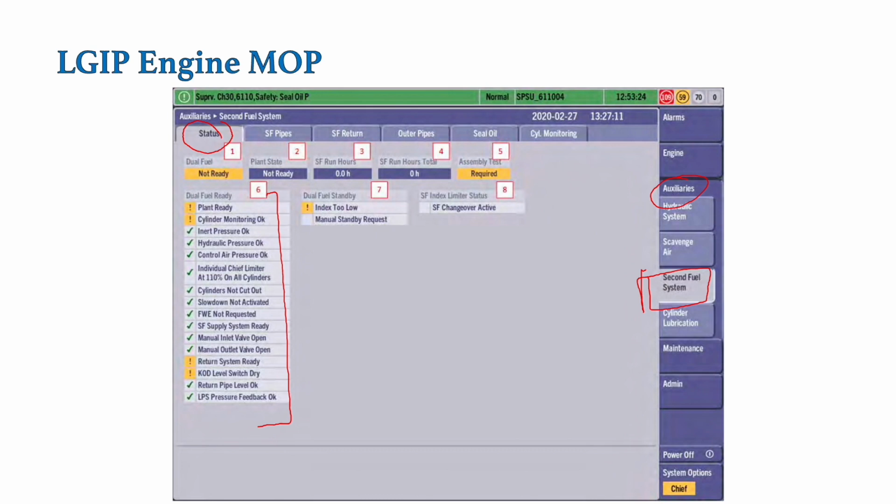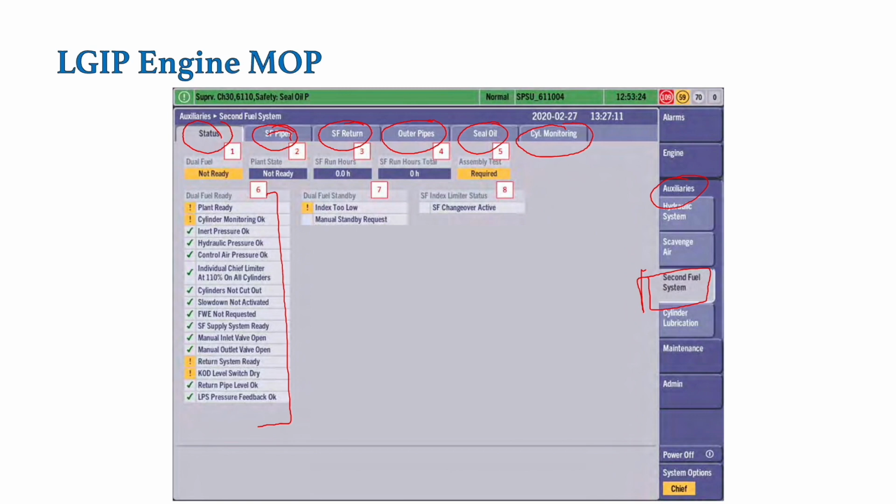Then during the changeover process, or while carrying out the assembly test, the purging operation, line pressurization, and pressure test, everything we can monitor from all these tabs, which you can see over here. So this is the secondary fuel supply system. We can monitor the secondary fuel supply system during changeover. Then secondary fuel return system. Then we can see the outer pipe, then the sealing oil, and then cylinder monitoring. Basically we will see all the tab screens separately in detail.